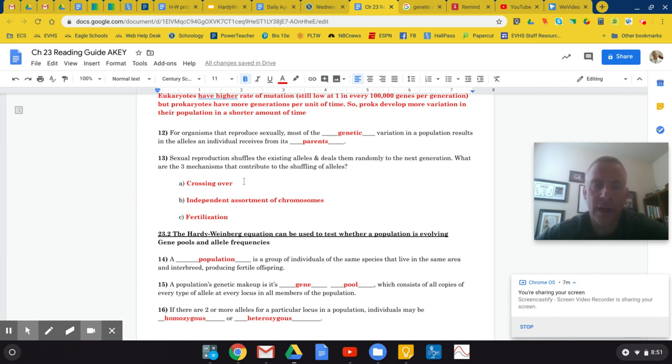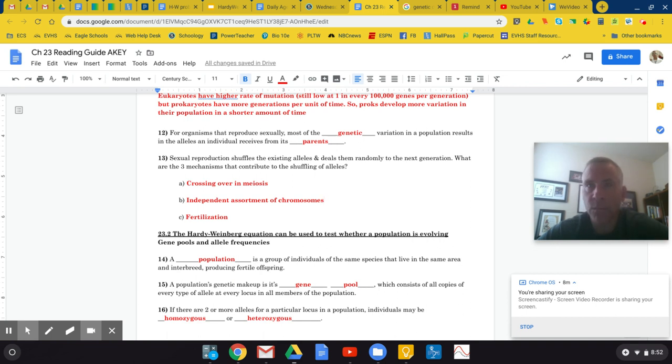With sexual reproduction, if we go down to 13, sexual reproduction shuffles all the existing alleles in the mother and the father and deals them randomly to the next generation. This contributes to variation in a population. So things like crossing over in meiosis can lead to new combinations of alleles in the genes of the gametes, the sex cells. Independent assortment of the chromosomes, we learned about this term in meiosis and in genetics, is how the chromosomes line up in meiosis, which can lead to different alleles in the gametes.